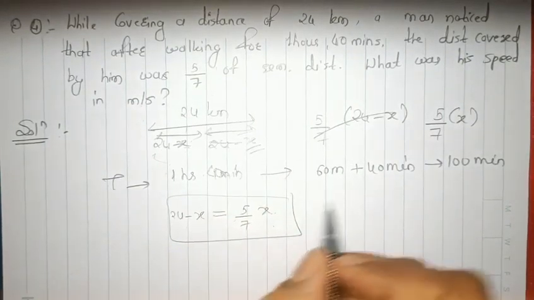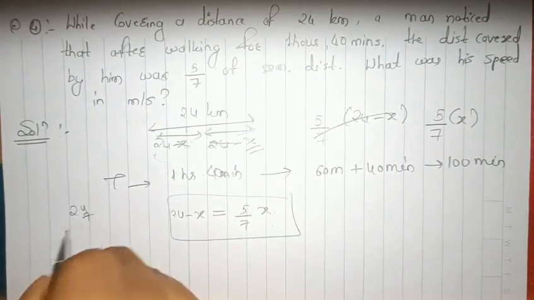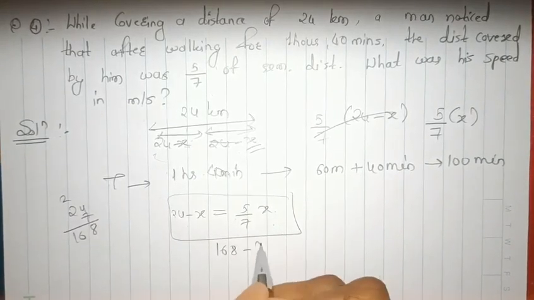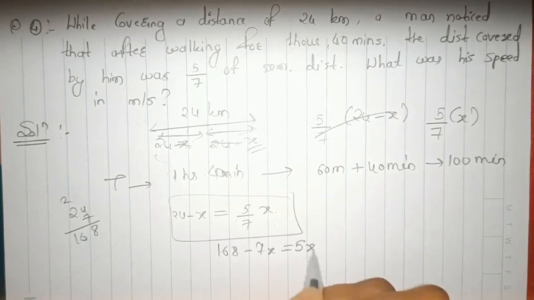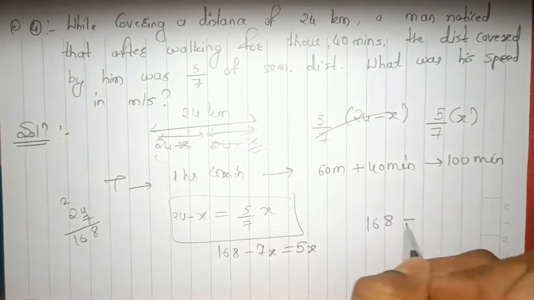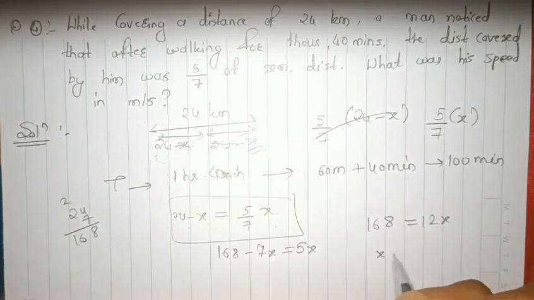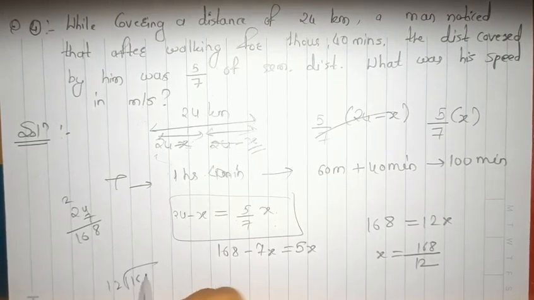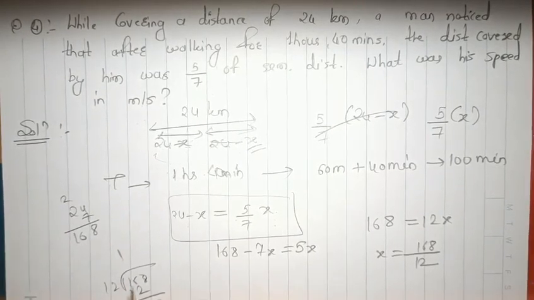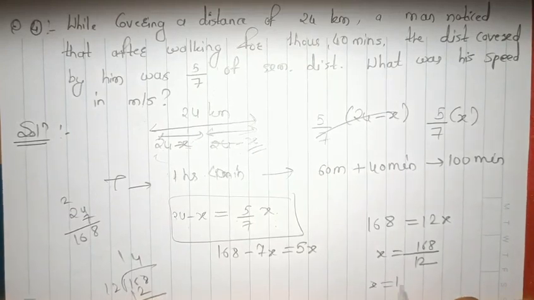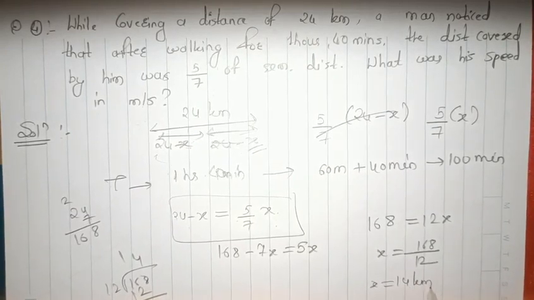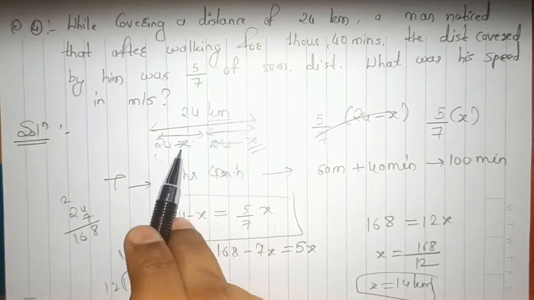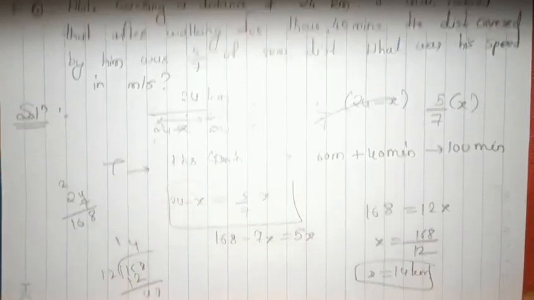Right? Now calculate this. 24 sevens are 14, 15, 16, 168 minus 7x is equal to 5x. So 168 is equal to 12x. So x is equal to 168 upon 12, which is 12 ones are 12, 48, so 14. So x you got is 14, how much? Kilometers. Because 24 kilometers is given, so we will get our x also in kilometers.